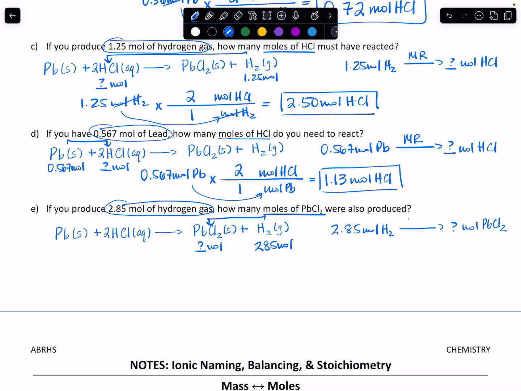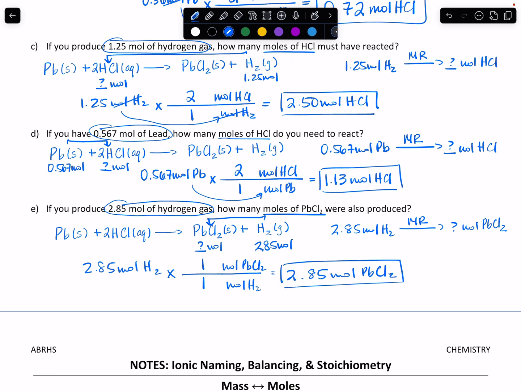So moles to moles is a mole ratio step. We again start with what we've been given, 2.85 moles of hydrogen gas. Our conversion factor is going to put moles of H2 on the bottom and moles of PbCl2 up top. And we look at the reaction, and it's a 1-to-1, which means that for every 2.85 moles of H2 produced, 2.85 moles of PbCl2 will also be produced.